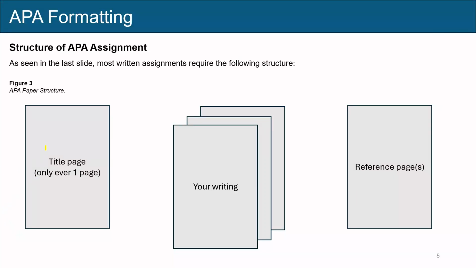So when we are doing our writing, most assignments follow the same sort of structure. You will have a title page, and this should only ever be 1 page in length. It will be distinct from everything else. You shouldn't have your writing starting on your title page. Your second page, and then however many pages your writing takes up, are the next part of your paper. And then at the end, on its own page or pages, depending on how many you have, are your references. So this will all require some distinct formatting pieces.